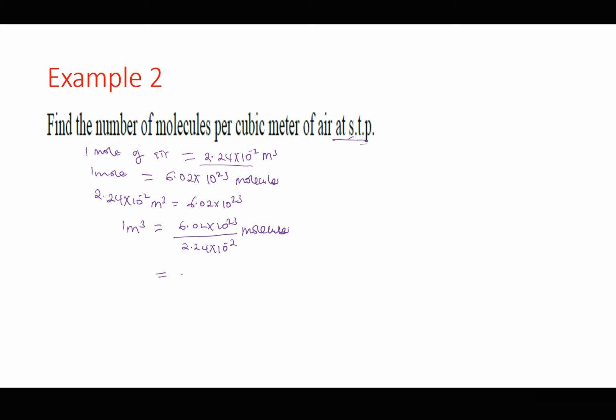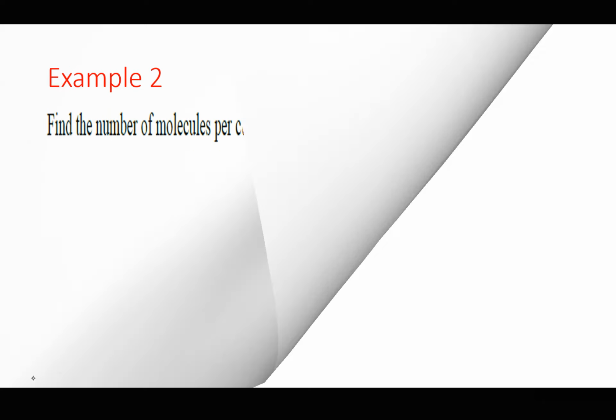So when you press your calculator, when I press my calculator, I get the number of molecules per cubic meter to be 2.69 times 10 power 25 molecules. So the number of molecules per cubic meter of air is 2.69 times 10 power 25. I think that is easy. Let's go to the next example.